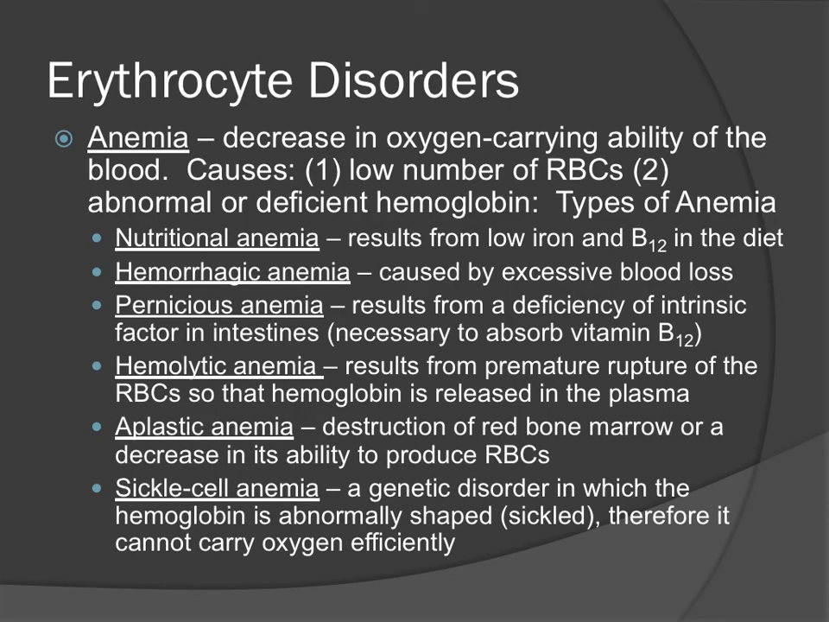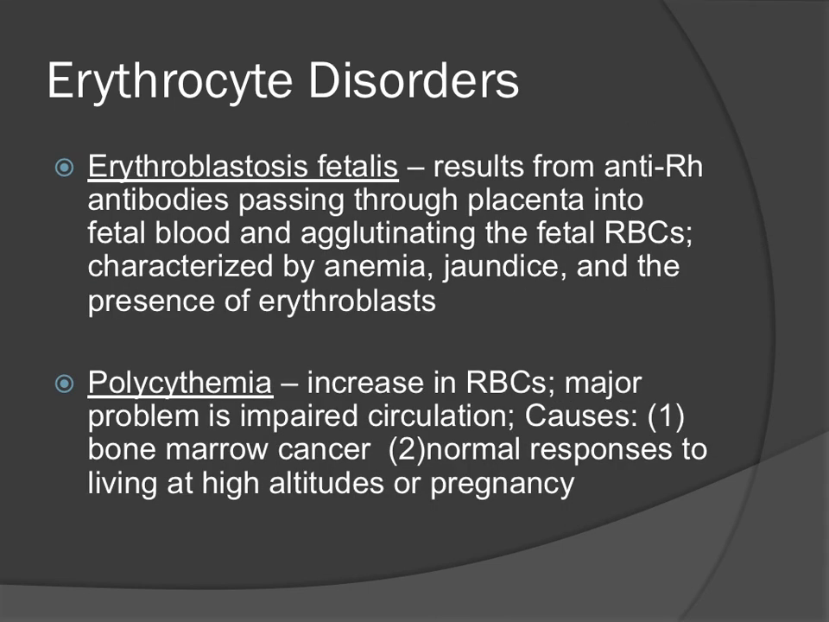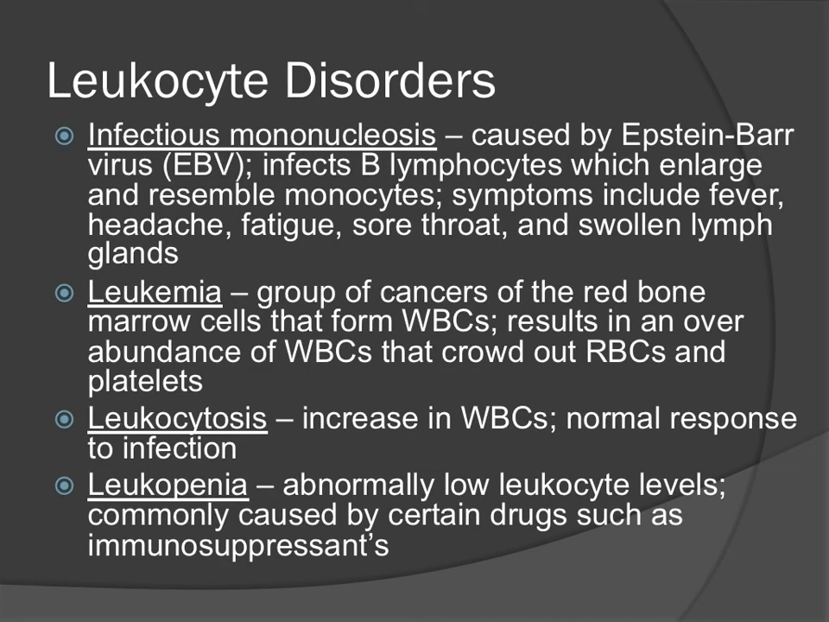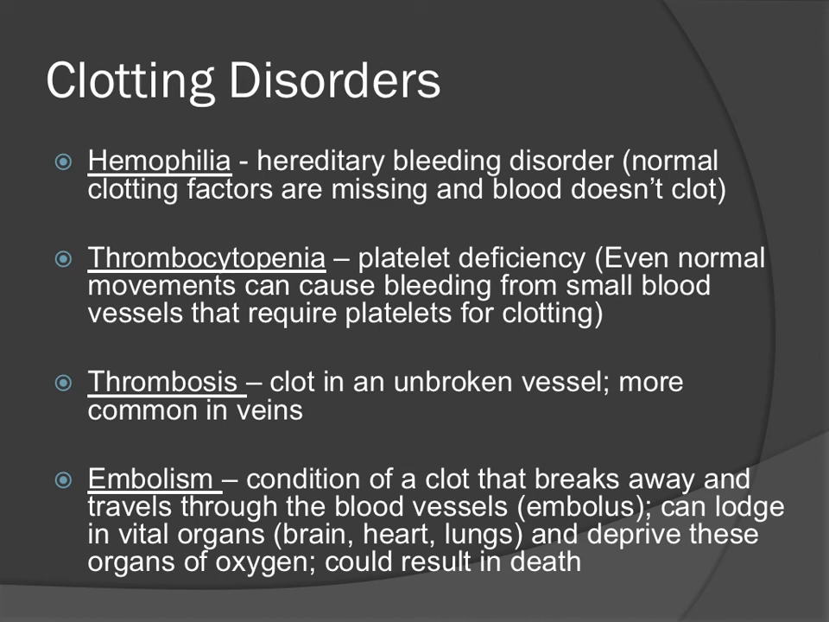So the erythrocyte disorders, I'm not going to read all these for you, but you just need to know what these are. You have anemia: nutritional anemia, hemorrhagic anemia, pernicious, hemolytic, aplastic, and sickle cell. And then erythroblastosis fetalis and polycythemia. Some leukocyte disorders are infectious mononucleosis, leukemia, leukocytosis, leukopenia. And then clotting disorders are hemophilia, thrombocytopenia, thrombosis, and embolism.